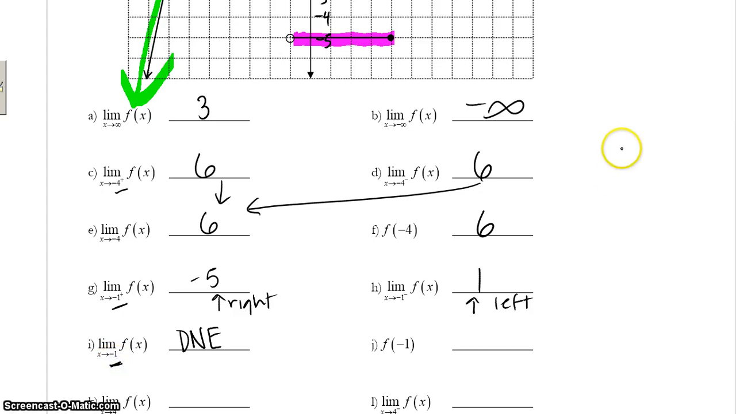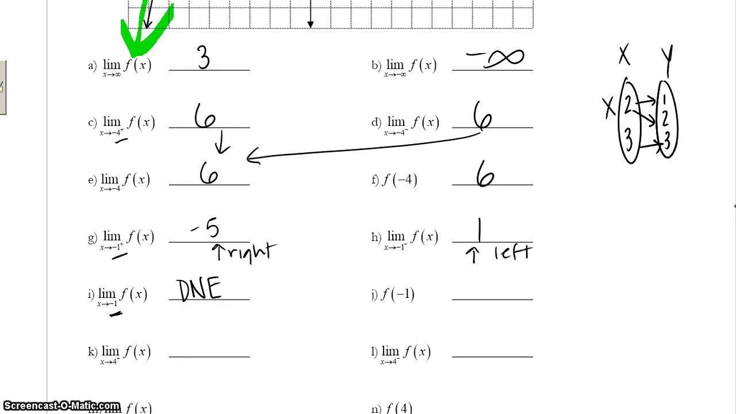If you remember back in possibly algebra, or pre-algebra maybe, you had an input-output chart, and you can never have one x go to different y's, right? This is not possible. So, just like that, you cannot have the same x go to different y's. So, the limit at that value does not exist.